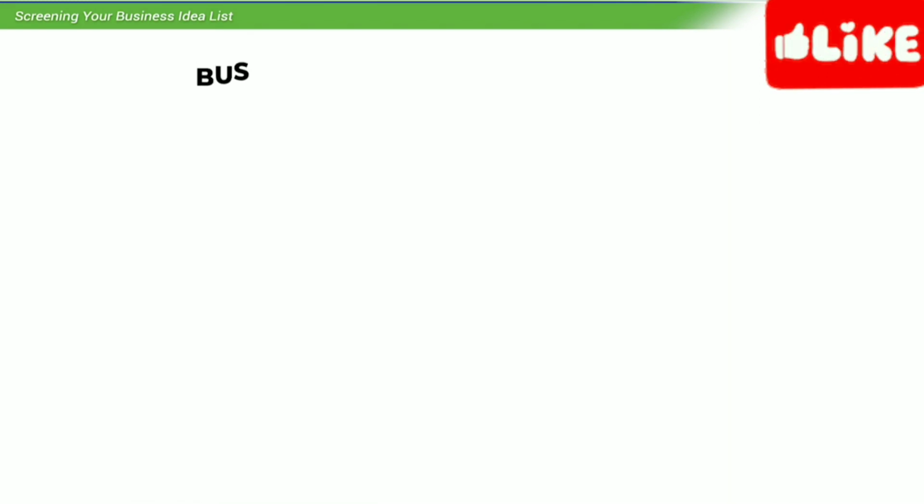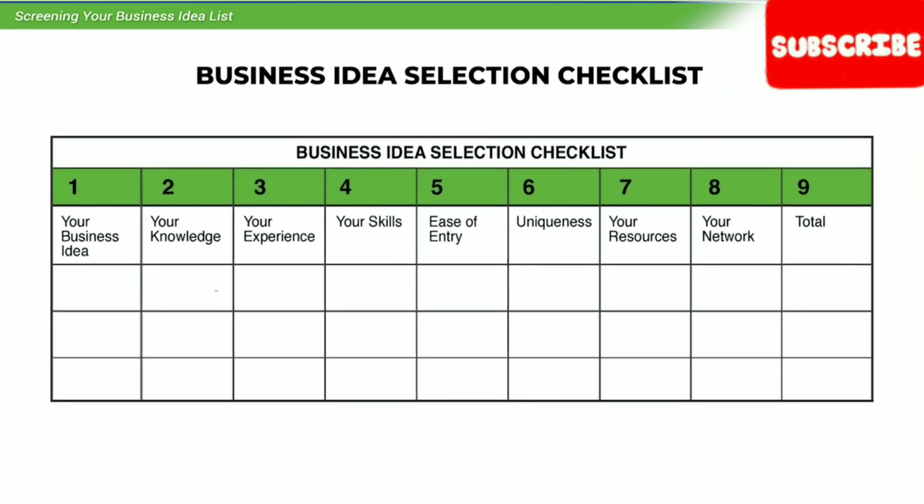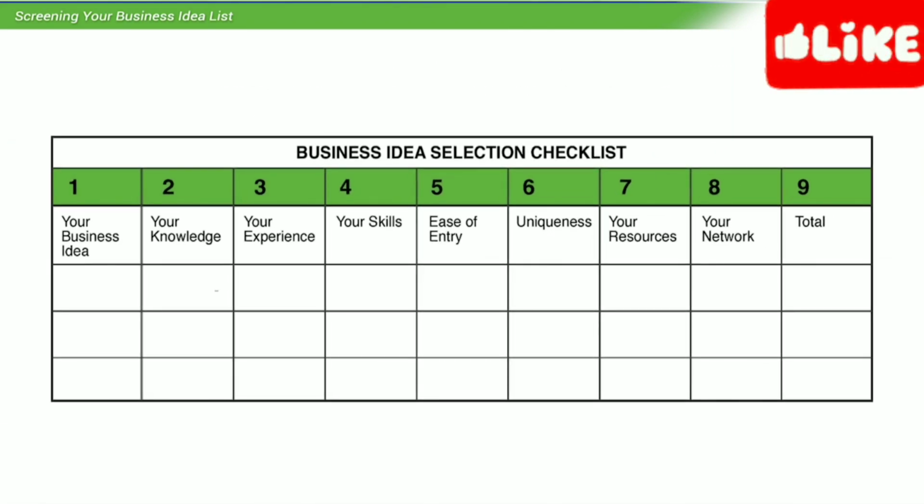To help narrow your list down, you can use this selection checklist adapted from the Department of Trade and Industry, Bureau of Small and Medium Enterprise Development. To use this, you must first list your business ideas in column 1 and start working your way through the rest of the columns, one business idea at a time.